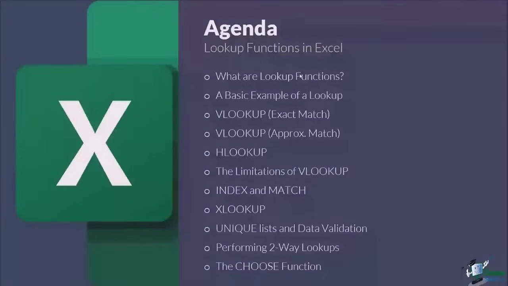We're then going to look at a couple of other lookup functions. Another new one, I'm going to show you how UNIQUE works, because this is a function that I use all the time, and it is actually considered a lookup function. We're going to throw in a bit of data validation simply because it works quite well with what we're doing. I'm going to show you how you can perform two-way lookups. And then at the end, we're going to go through another lookup function, which is the CHOOSE function. So that's what's on the agenda.